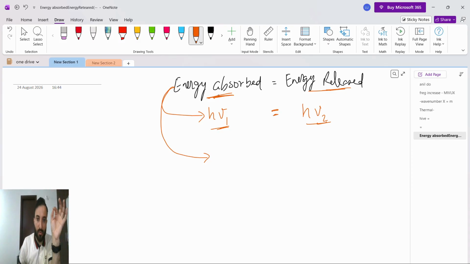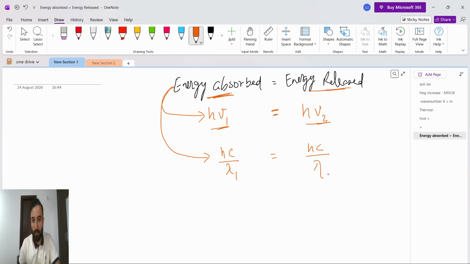But the same thing, if you see the energy absorbed and energy released for the wavelength, wavelength means you will write hc by lambda, correct? Because frequency is what? c by lambda, and this will be what?